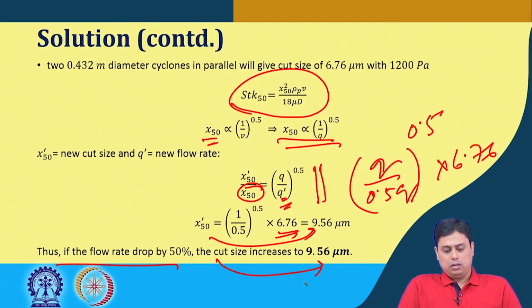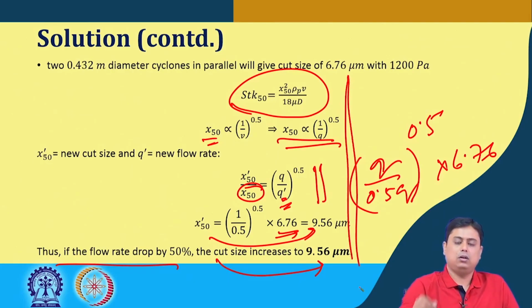So I hope this part is also clear to you, that without doing the whole problem once again, from this Stokes number expression, its importance, its utility, its application in these problems becomes clearer: how do we get the cut size when all the operating conditions remain the same except the flow rate goes down to 50%.